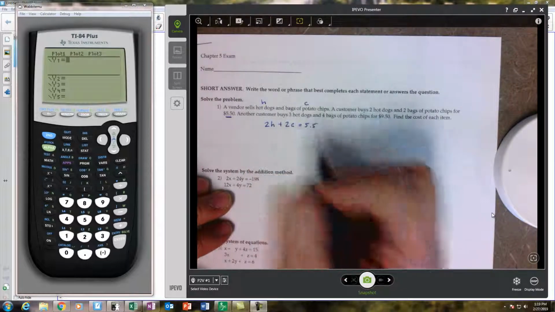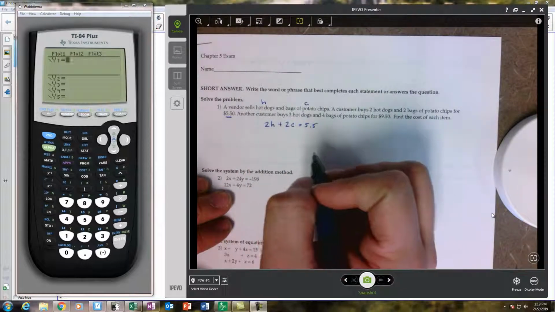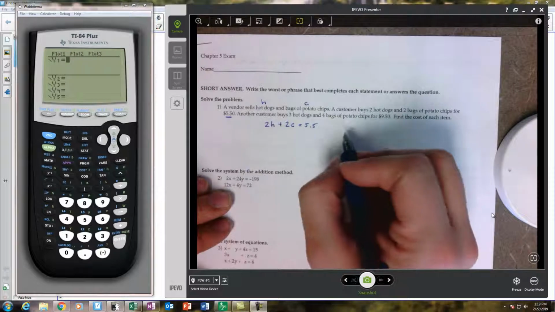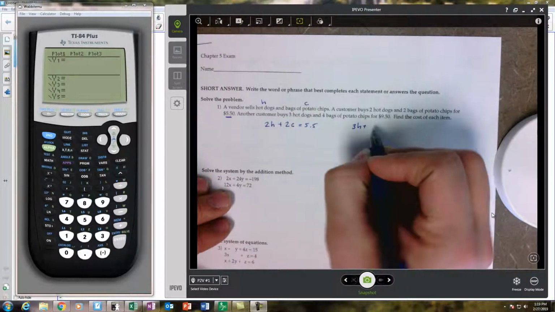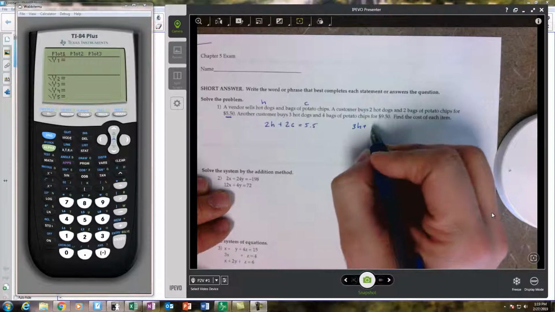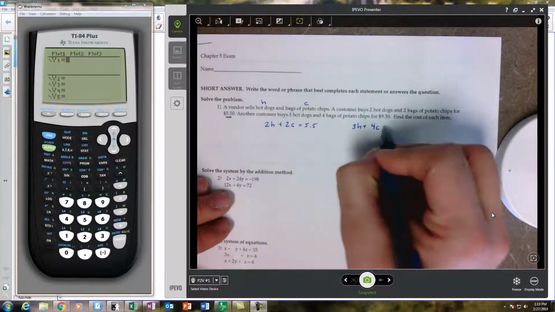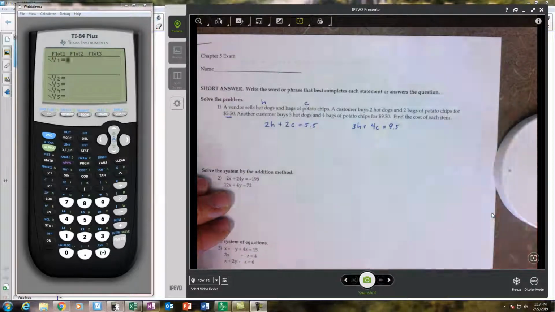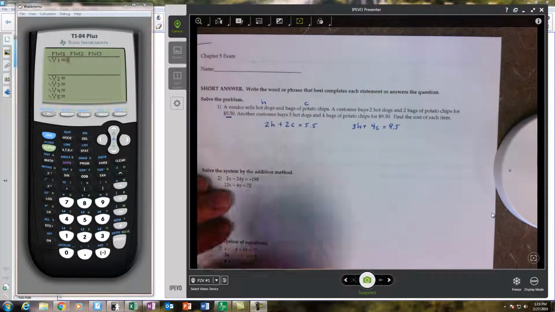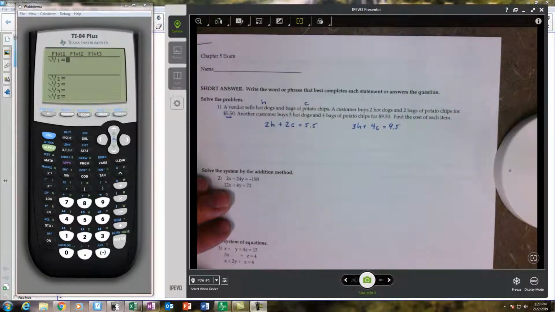So 5.5. Then I look at the second customer who buys 3 hot dogs. So it'd be 3H plus 4C, 4 bags of chips, and that cost them $9.50. Now there's way more than one way to solve this. There's actually 3 options. I could do substitution, elimination, or graph them. I'm going to just choose to do elimination.